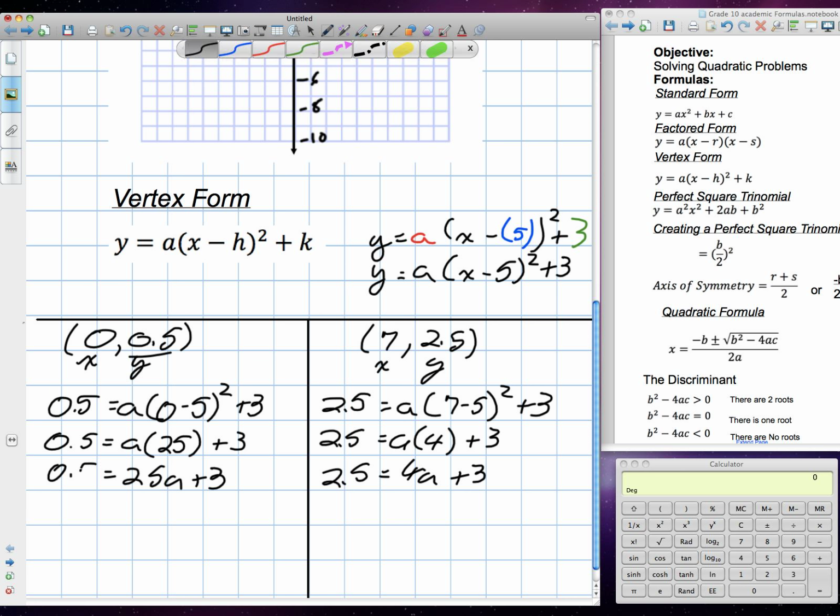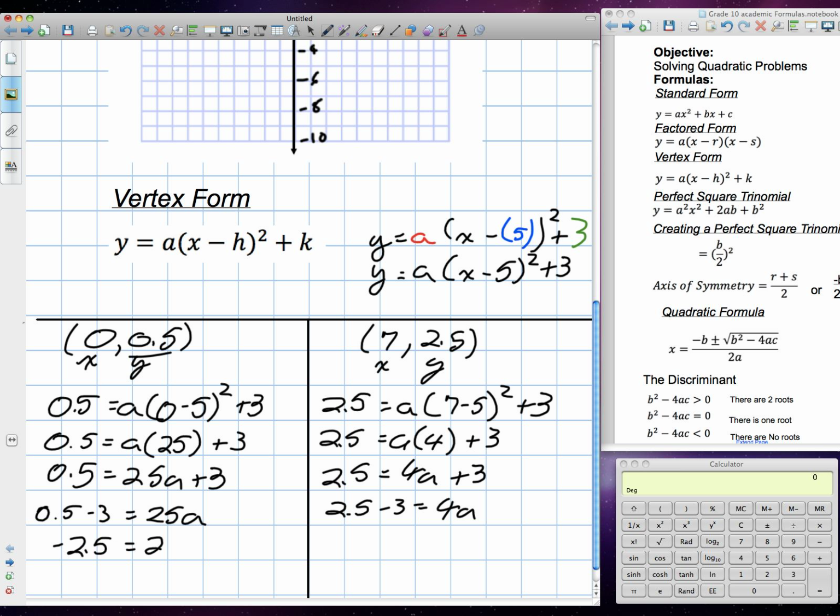Okay. So now we've got to isolate a, just like Nick said. So we're going to reverse BEDMAS. I'm going to move the 3 in both equations to the other side. 0.5 minus 3 gives us 25a, and 2.5 minus 3 gives us 4a. In this one, we're going to get negative 2.5 is equal to 25a. And this one's going to be negative 0.5 is equal to 4a.